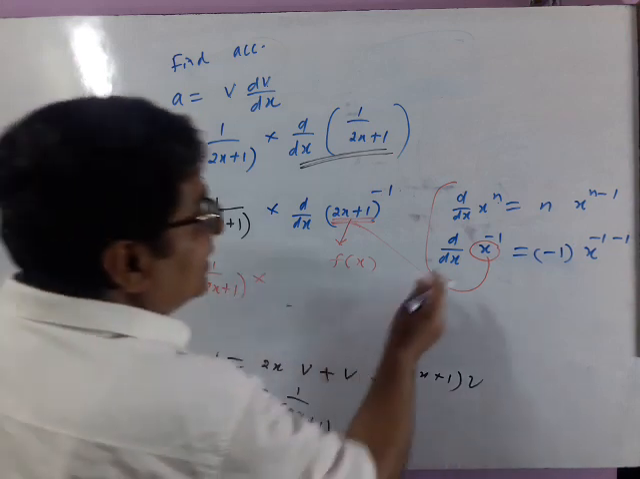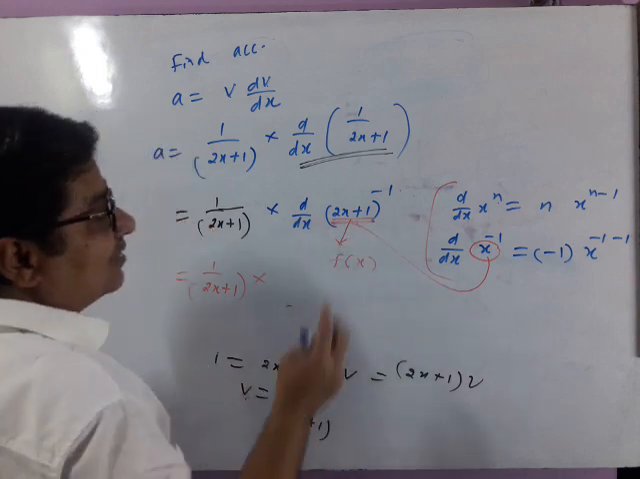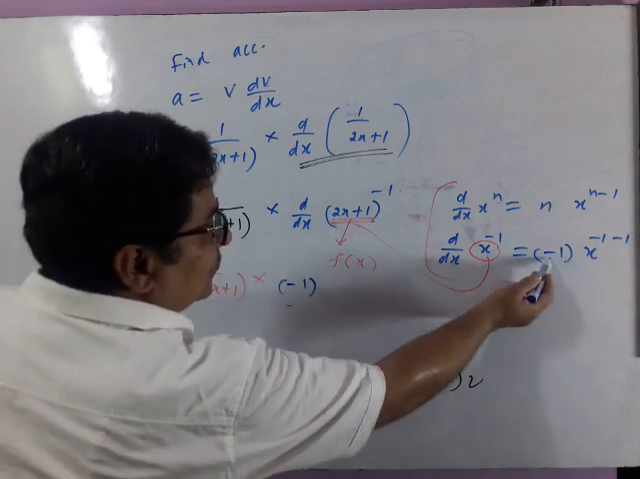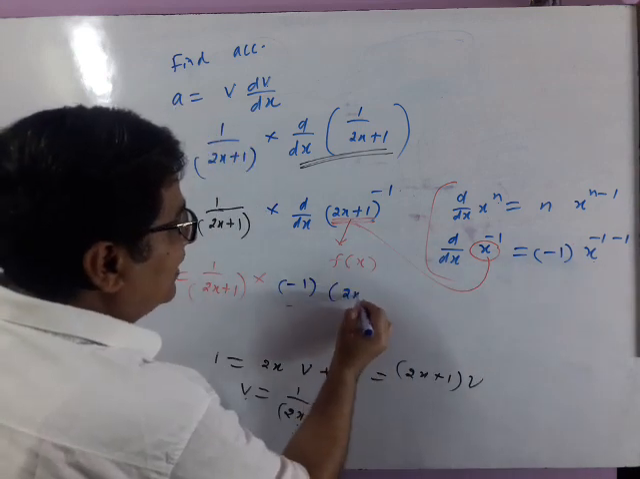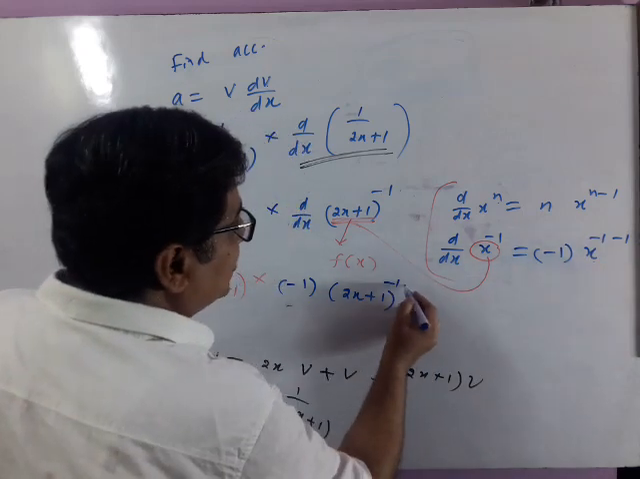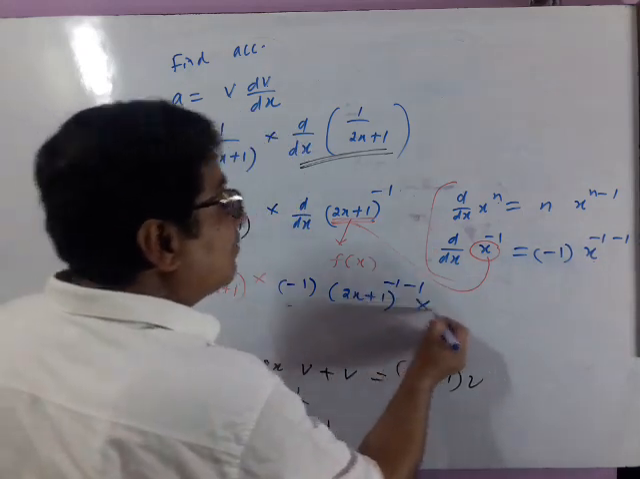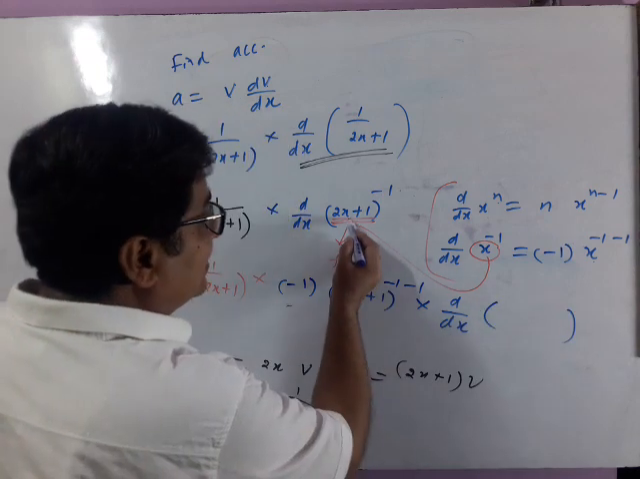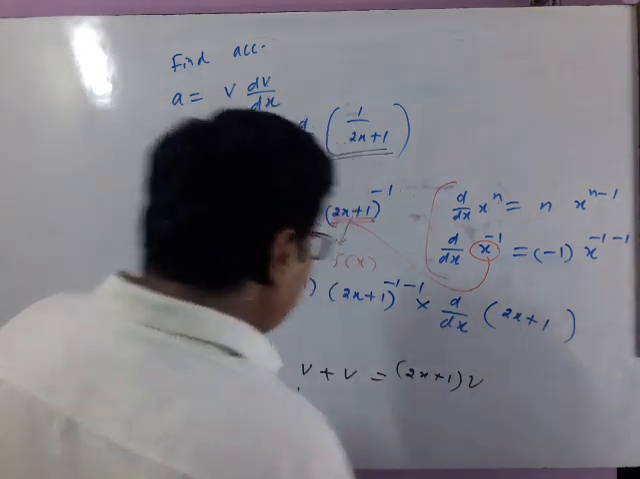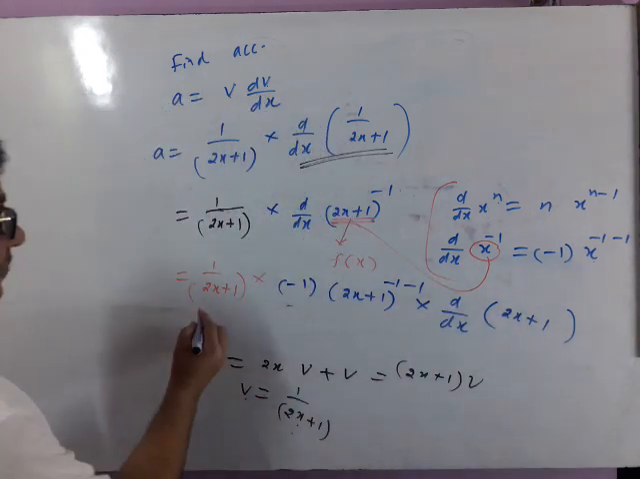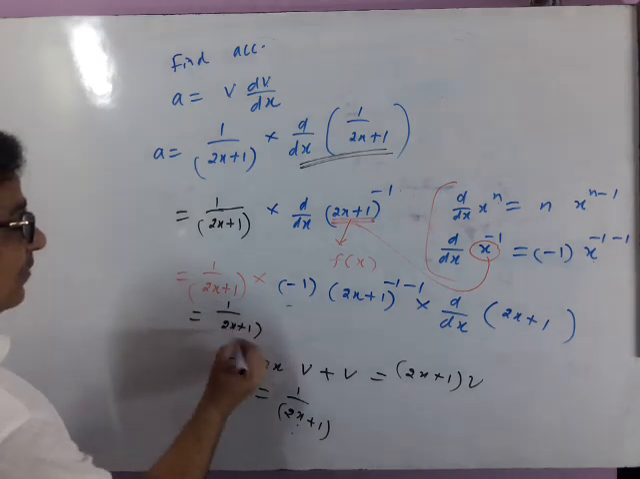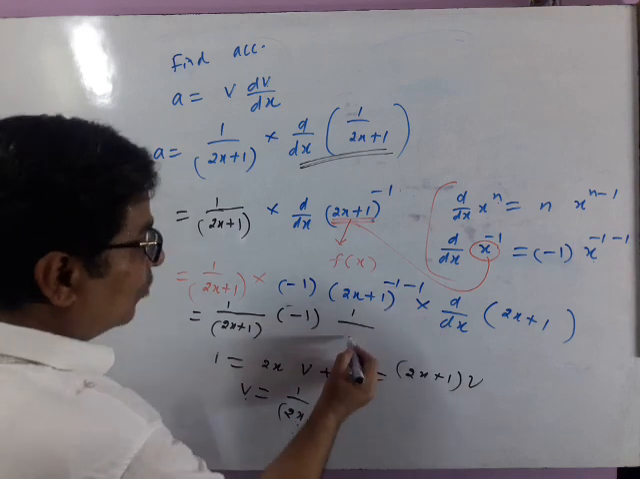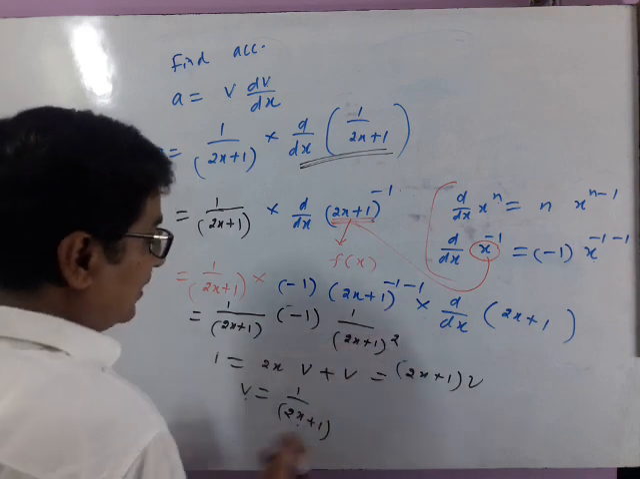Step number 1, whatever is written in place of x is a function of x. Step number 2, follow ordinary differentiation for this: minus 1 and the whole bracket to the power minus 1 minus 1. Step number 3, multiply by dy/dx of the function of x. See, the function of x is 2x + 1. Now it will give you the final answer: 1 upon 2x + 1, into minus 1. It can be written as minus 2, and in the denominator it will become the whole square.